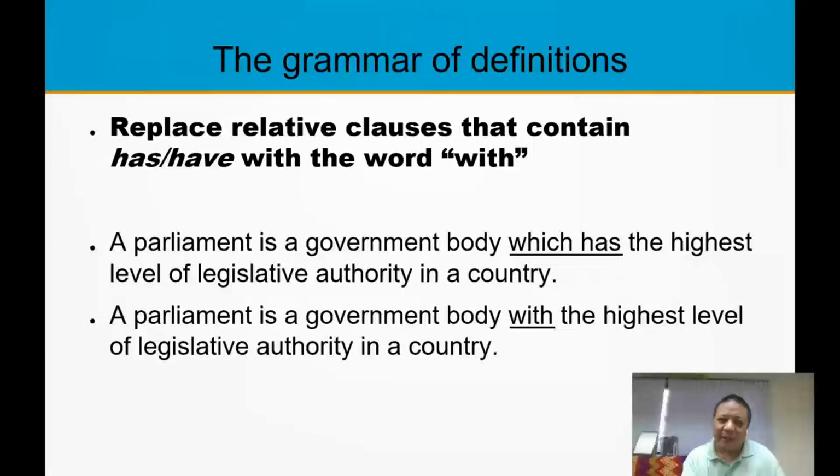clauses that contain has, have with the word with. Okay? A parliament is a government body which has the highest level of legislative authority in a country. You can replace which has with the word with. A parliament is a government body with the highest level of legislative authority in a country.